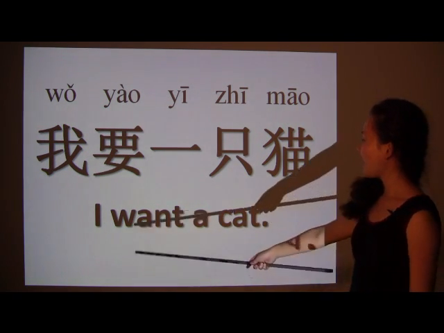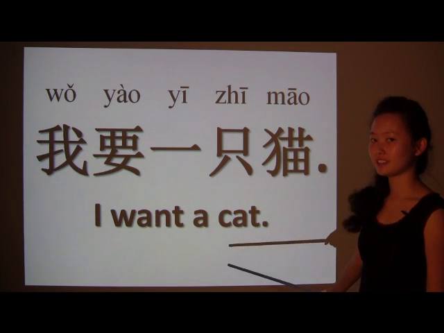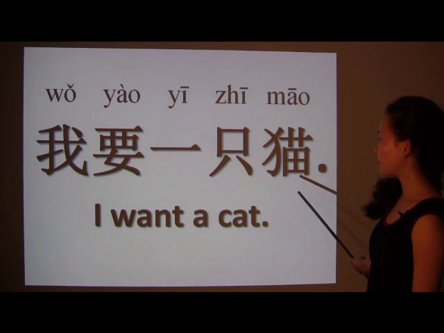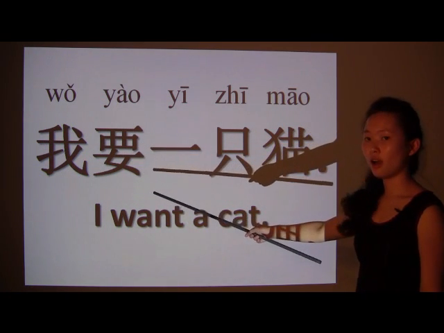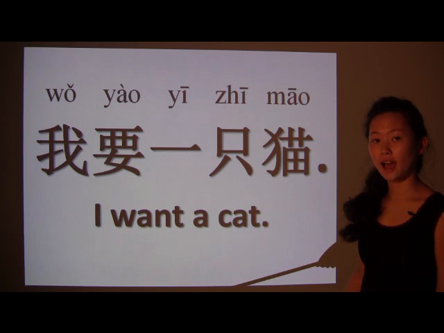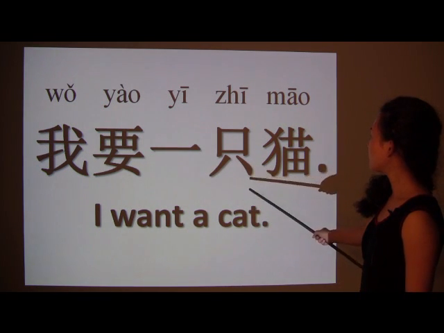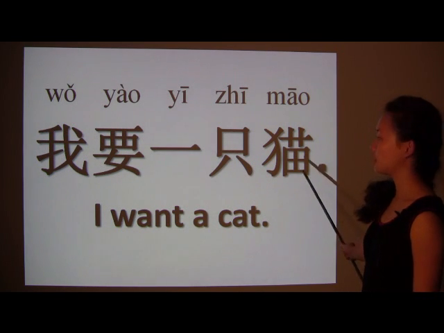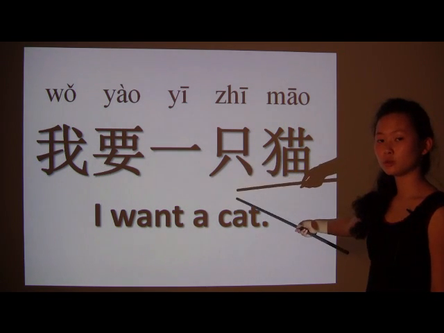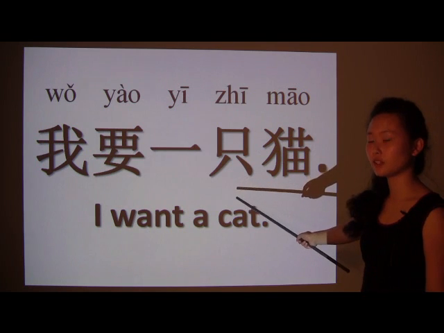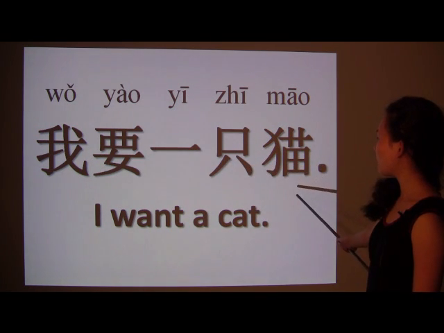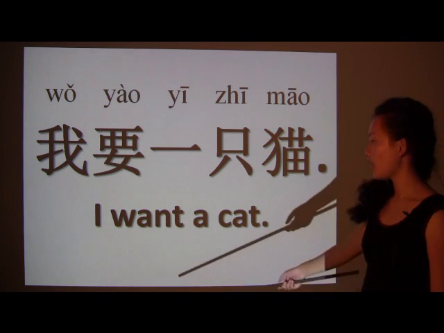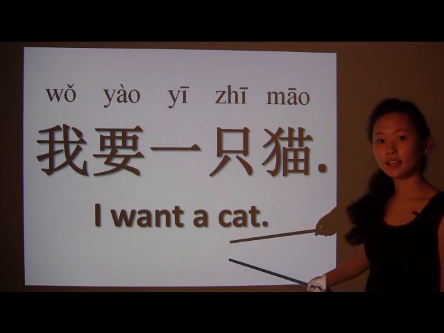For example, how many little kids want a pet all their days? Well, you would say, I want a cat. 我要一只猫. 我要, as we learned from before, is I want. 一只猫 is a cat. And the article for animals is 只, which is why we use this one specifically. 一只猫. 我要一只猫. I want a cat.